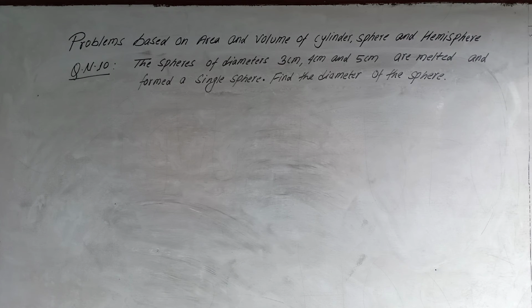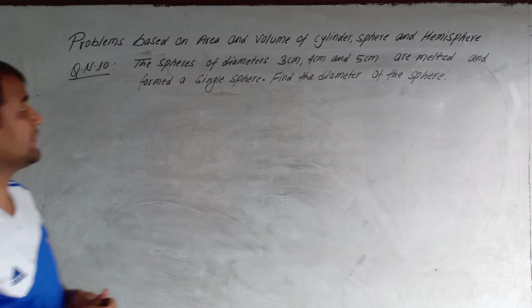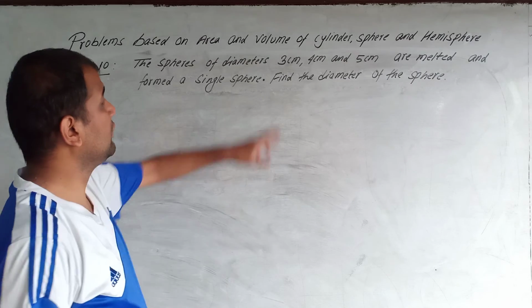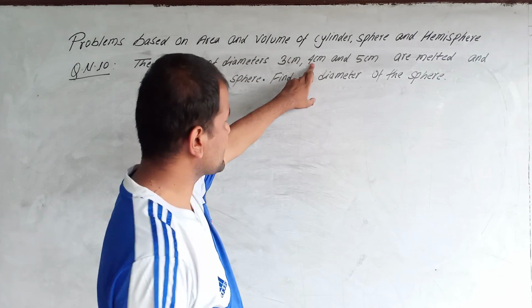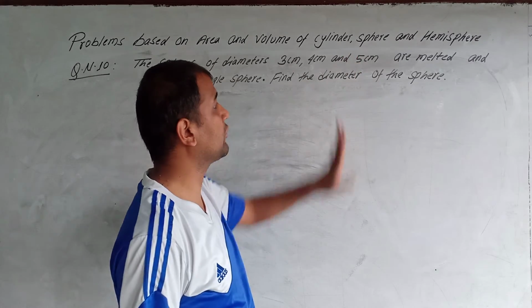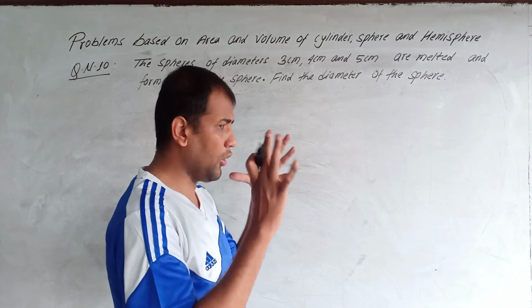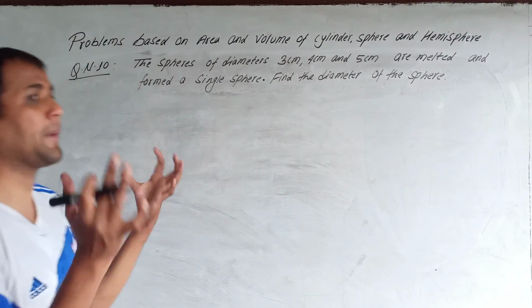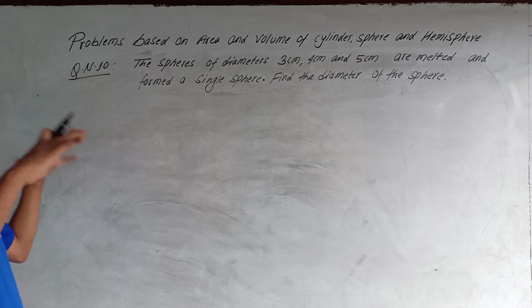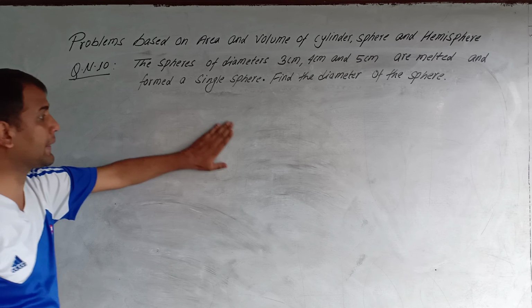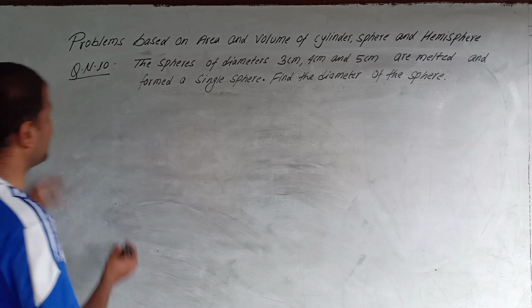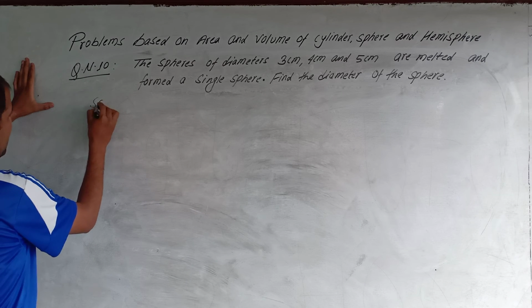Here it is given that there are 3 spheres having diameters D1 is equal to 3 centimeter, D2 is equal to 4 centimeters, and D3 is equal to 5 centimeters. All 3 spheres are melted and we form a big sphere. What is the diameter of that big sphere? The question is given in this way. So solution.